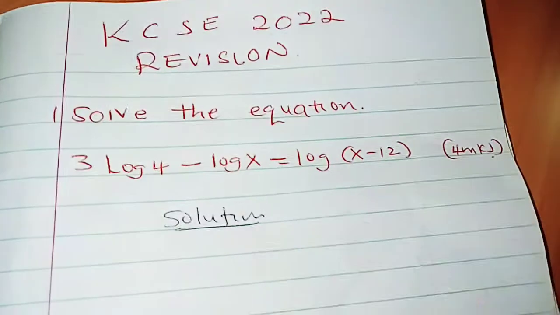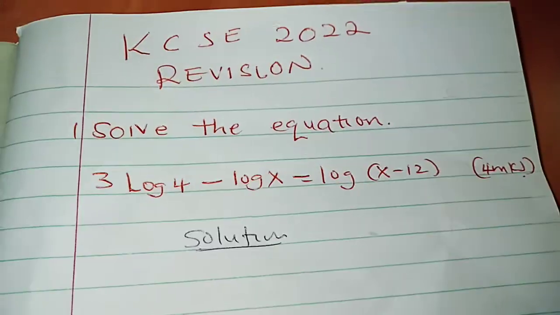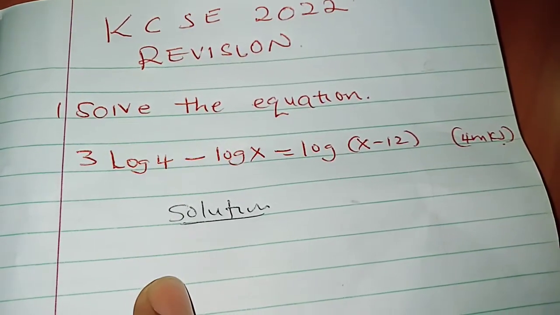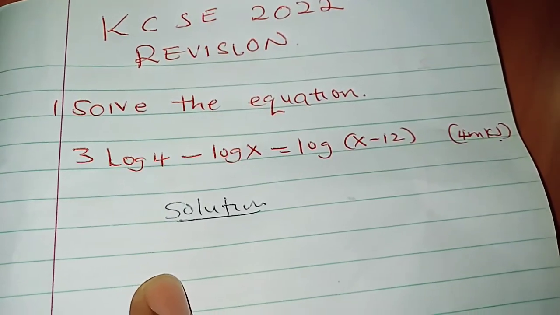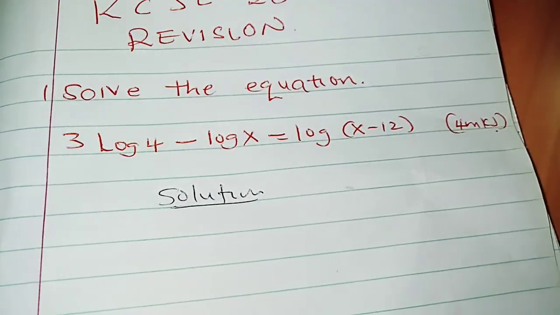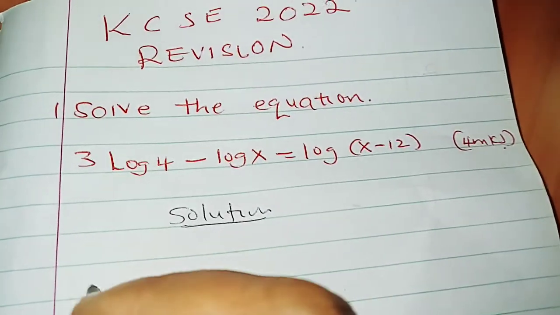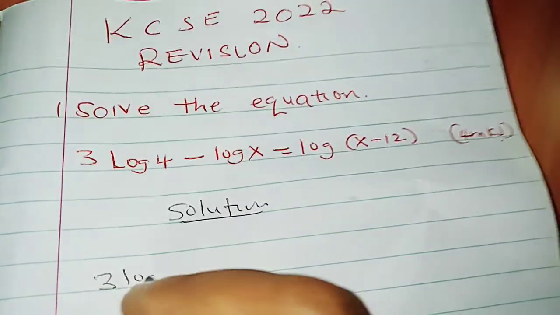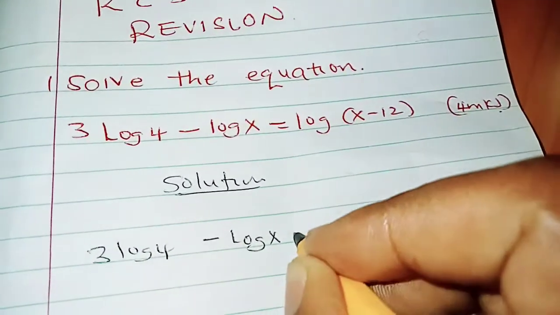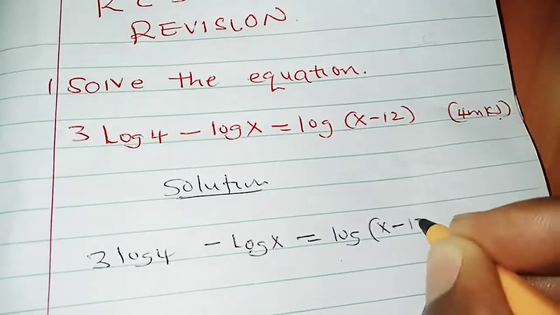Solution. Now when you want to solve this problem, the first thing you need to recall are the laws of logarithms. There are three main laws of logarithms, and we shall invoke one or two depending on the nature of this question. So let's get started. All right, so we have 3 log 4 minus log x equals log (x minus 12).